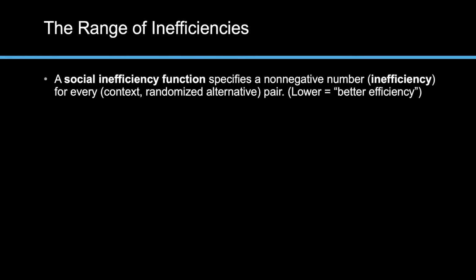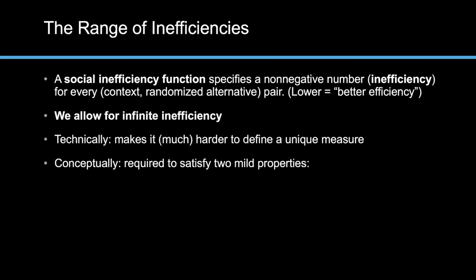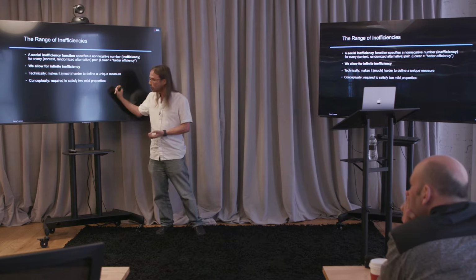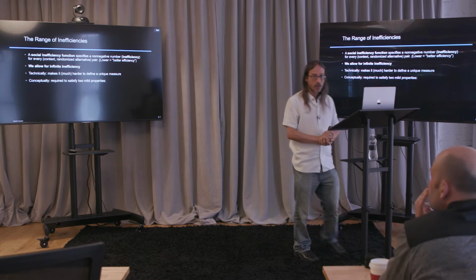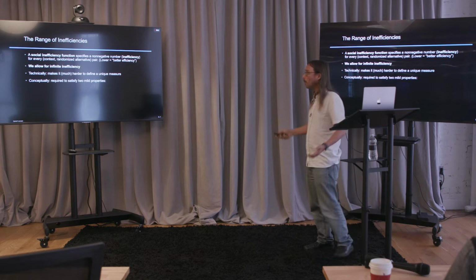Lower inefficiency is better. Perhaps the most controversial thing I'm going to say today is that we allow for this inefficiency to be infinite for some context, alternative pairs. Technically, it makes life much harder for us, so this is not a shortcut. Conceptually, I'm going to now claim that it's required to satisfy two properties that we think are mild.